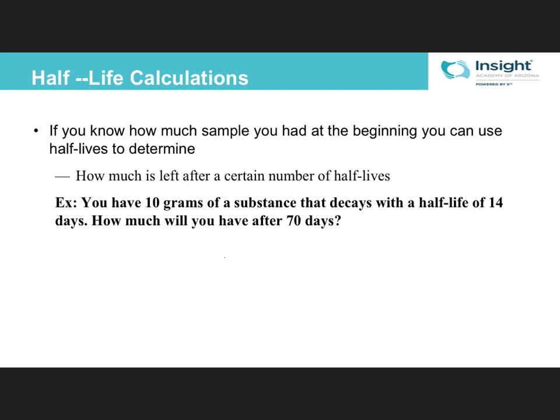All right, and when I do these, I like to set up just kind of a little table. All right, so I have my sample, and I have time. At time 0, I have 10 grams. All right, let's let one half-life go. So 14 days pass. Now I've got 5 grams. Let's do another half-life, so another 14 days, which means 28. I'm gonna have 2.5 grams.